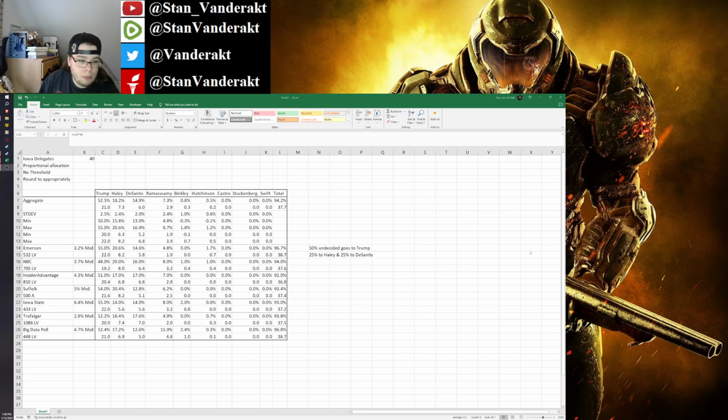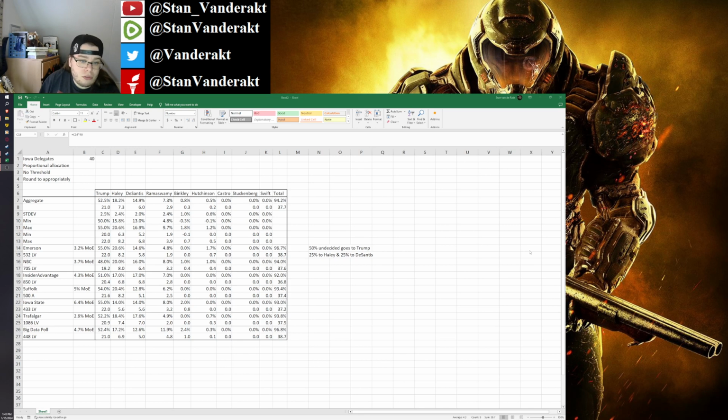Minimum for Trump is 48%, maximum is 55%. For Nikki Haley, it is minimum 14%, maximum 20.6%. DeSantis minimum is 12.6, maximum is roughly 17.6. Ramaswamy minimum is 4.8, maximum is 11.9.